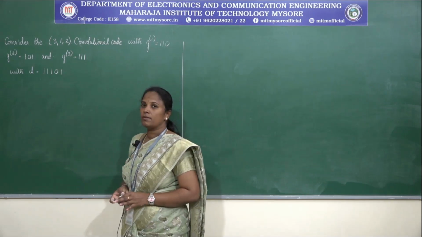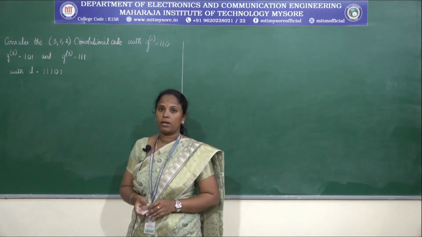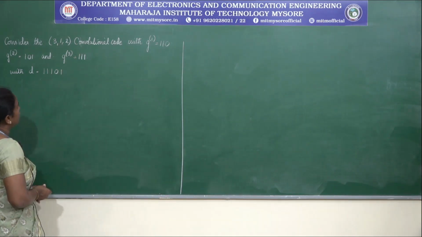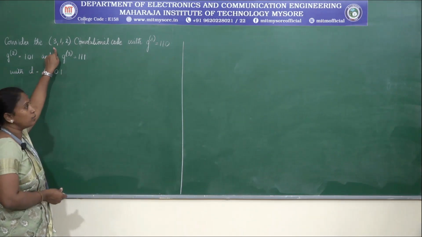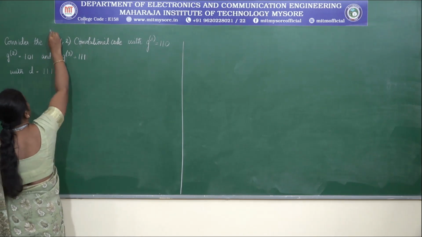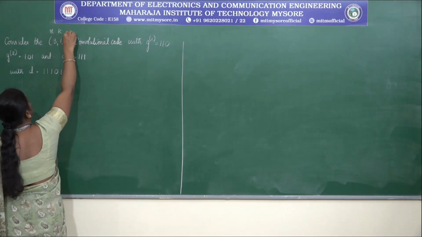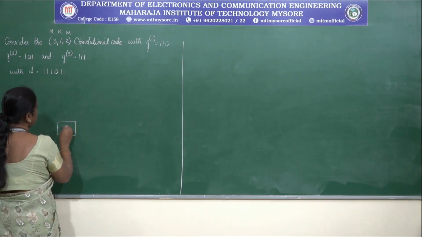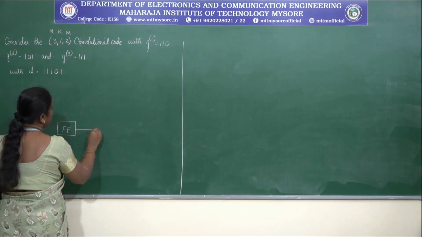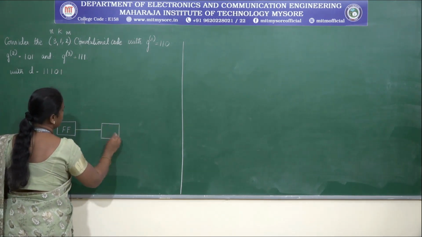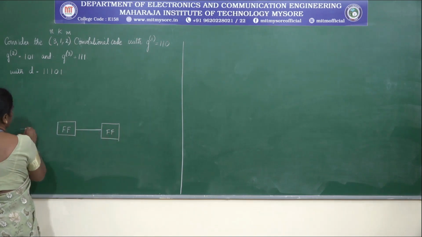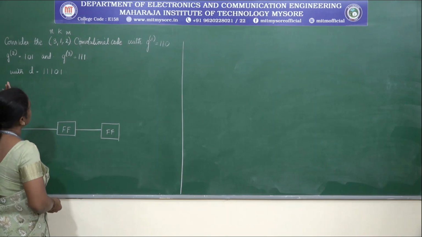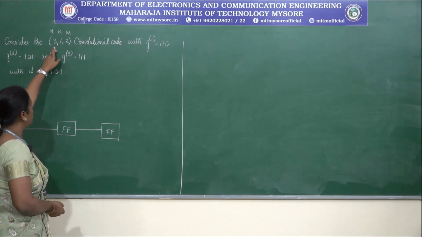Since they have not given the diagram here, we need to first draw the diagram with the data which is given. So we have 3, 1, 2. So 3, 1, 2 is what? It is N, K and M. That means we have 2 modulo adders. That means we have 2 flip-flops which is given. Okay. And then we have 3 outputs. So 3 represents the 3 outputs here.